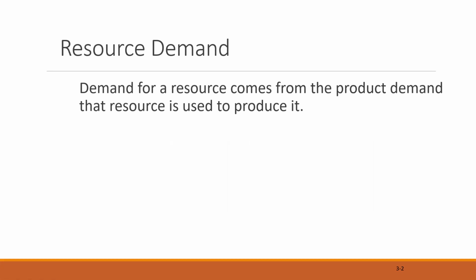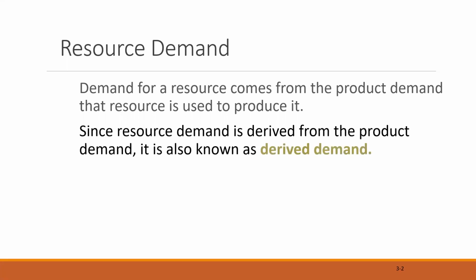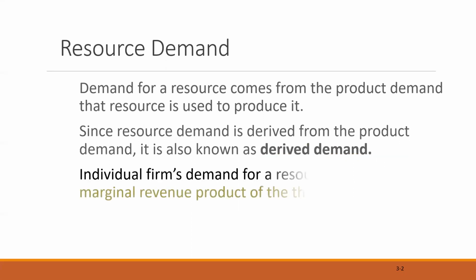An easy example is, let's say in the automobile industry, if there is a lot of demand for automobiles, that means the demand for labor working in the automobile industry is also going to increase. That's what we call derived demand, because resource demand is completely derived from the demand for the product the resource is used to produce.